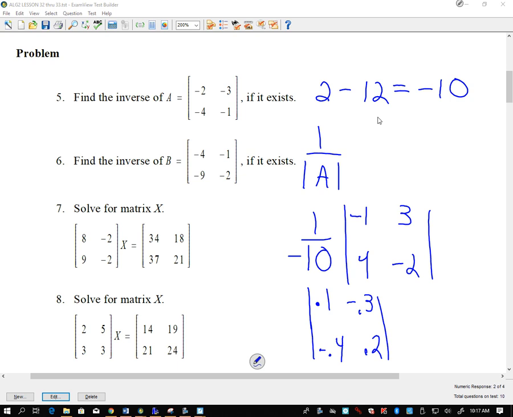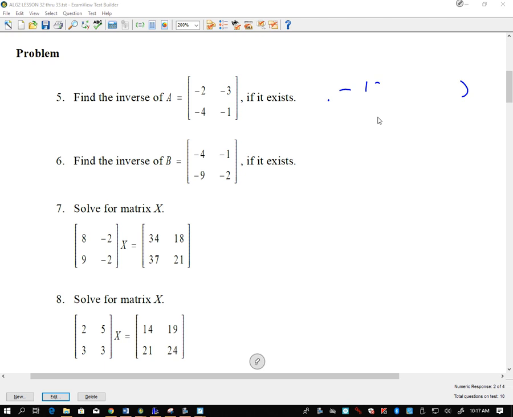Okay, let's try to get this right with this one. Now keep in mind, our calculator can't... Oh, sorry, I erased it. All right, well, let's look at number 6.